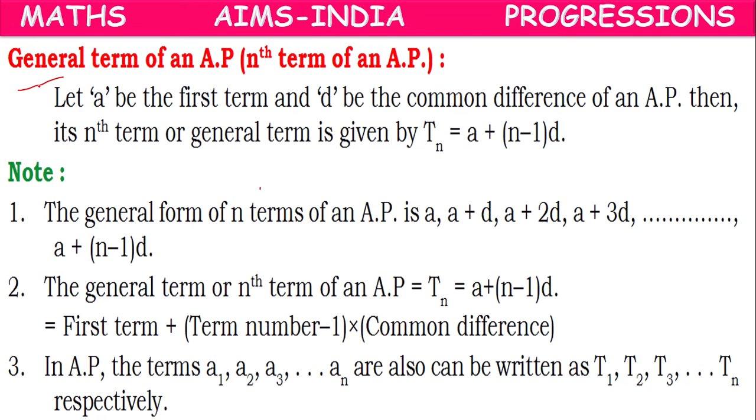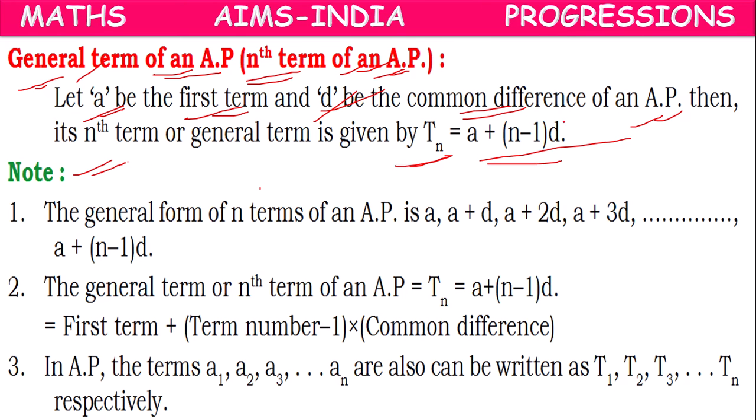Next one, the general term of an AP, or nth term of an AP. How to find the general term of an AP? Suppose A is the first term of the AP and D is the common difference of the AP. Then the nth term is given by the formula Tn = A + (n - 1) D.